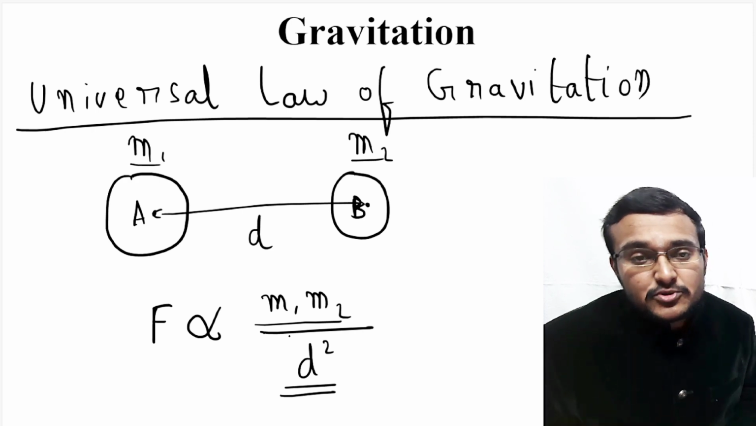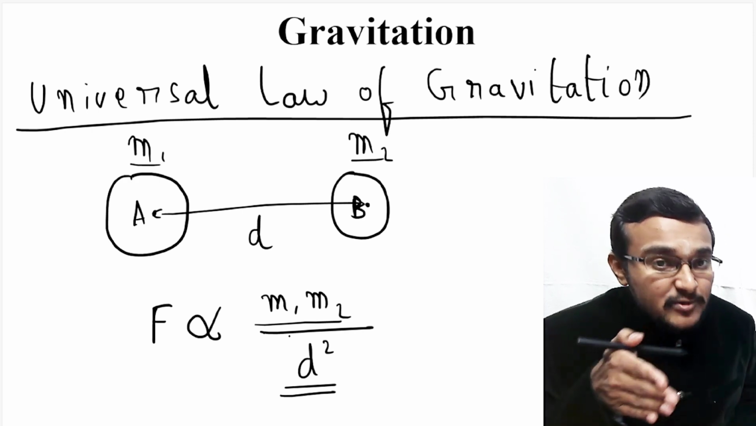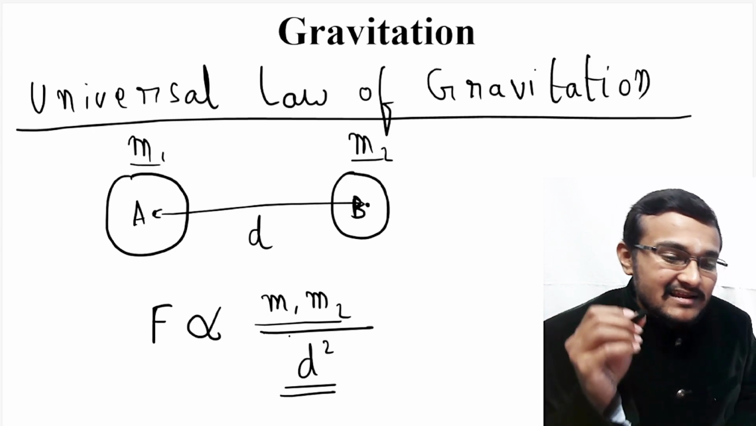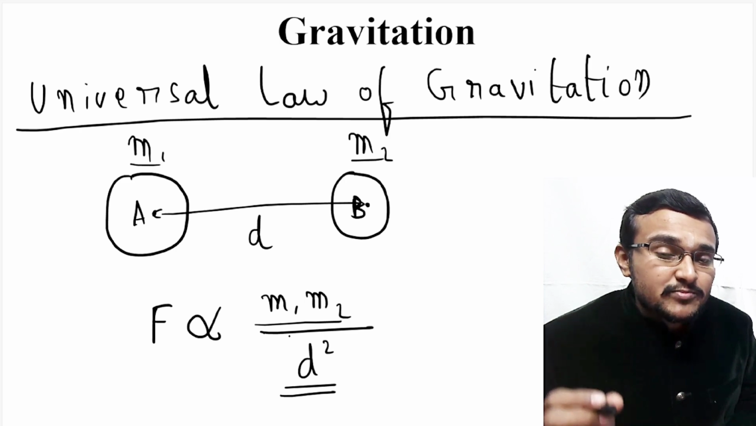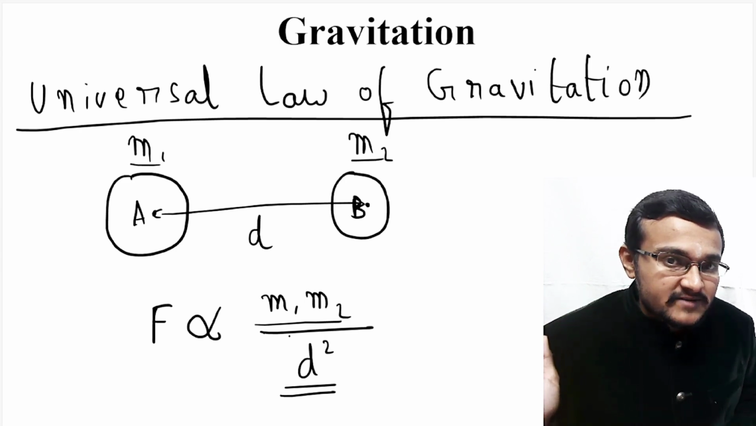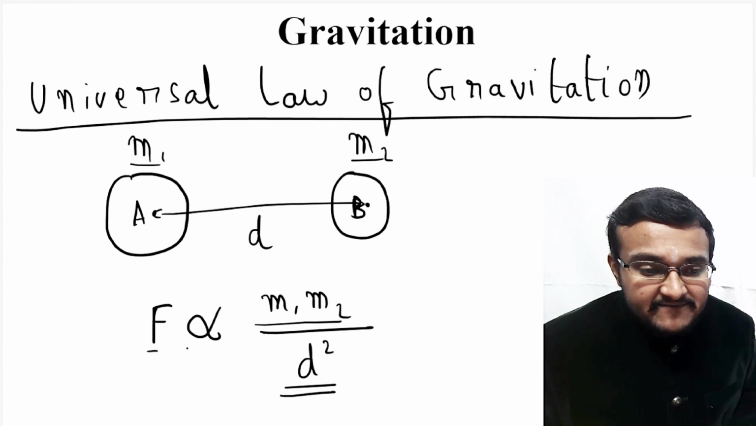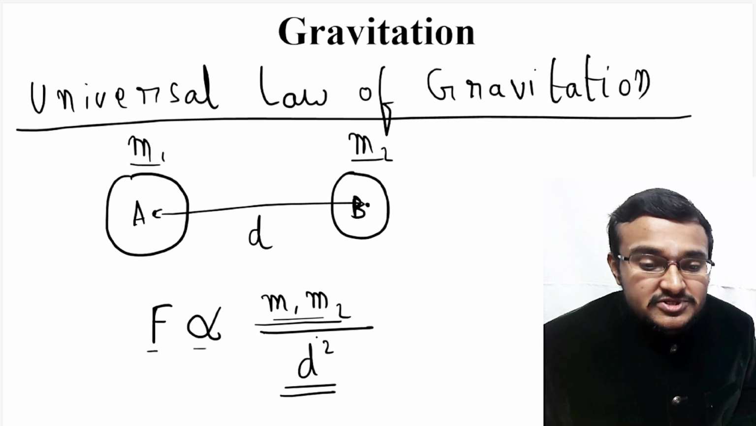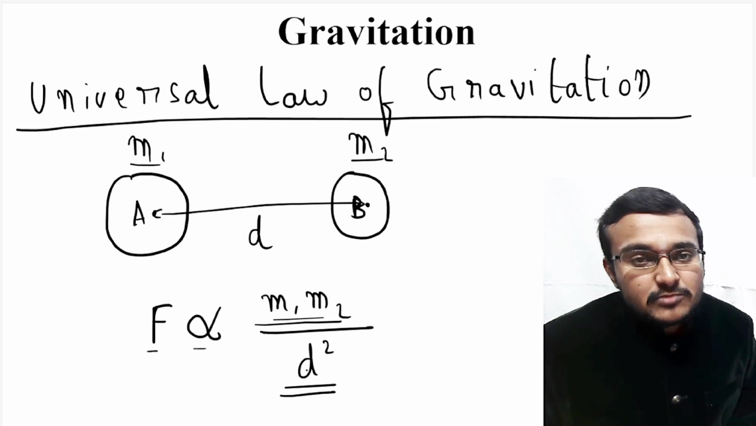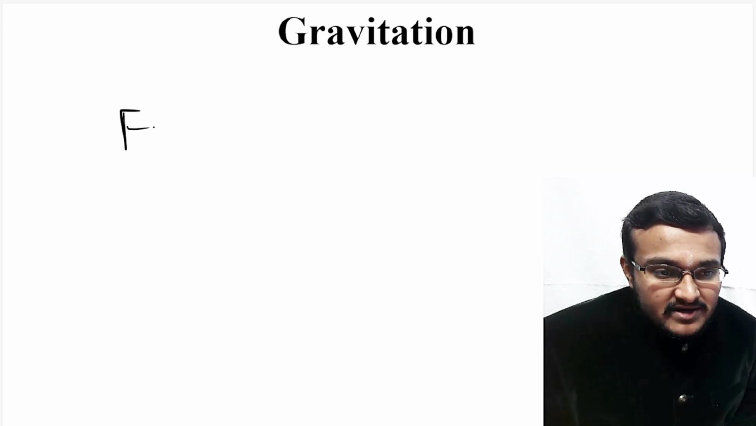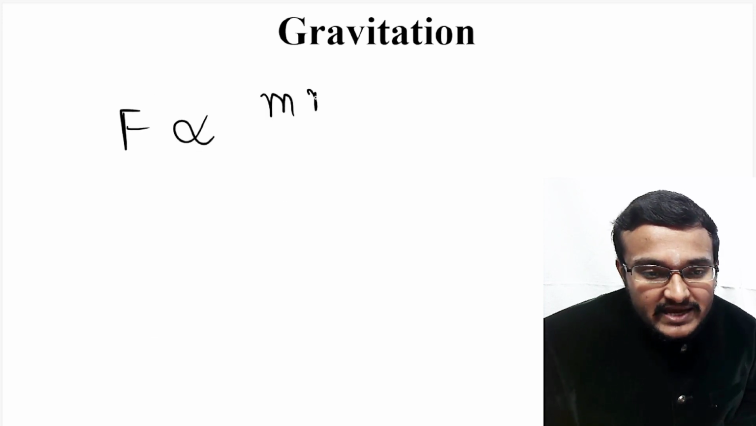And here F is directly proportional to 1 by d square. So either you can say gravitational force is directly proportional to 1 by d square, or you can say F is inversely proportional to d square. So now here I have written F is directly proportional to the mass of the objects, and it is directly proportional to 1 by d square, or inversely proportional to d square. So based on this, we got F directly proportional to m1 m2 divided by d square.